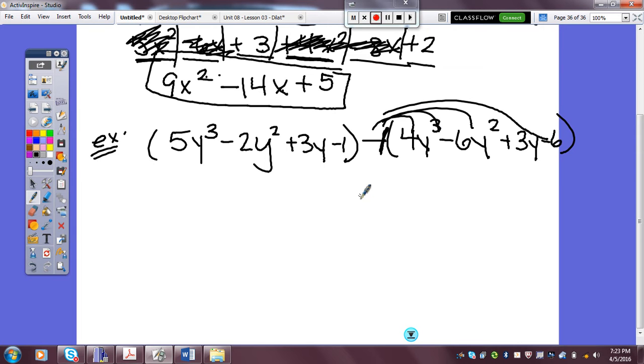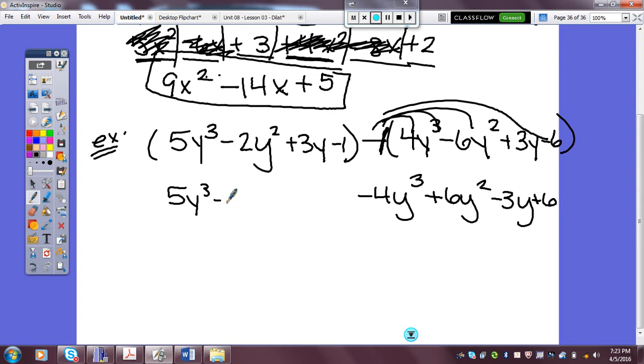So negative 1 times 4y cubed is negative 4y cubed. Negative 1 times negative 6y squared is positive 6y squared. Negative 1 times 3y is negative 3y. Negative 1 times negative 6 is positive 6. This first polynomial I didn't add anything to, so I'm going to go ahead and just write it down. Alright, so now what am I going to do to clean it up? Draw my slashes.